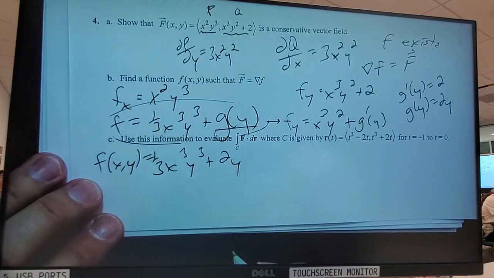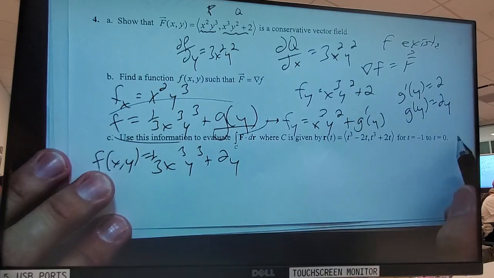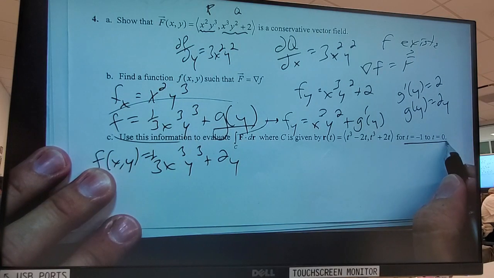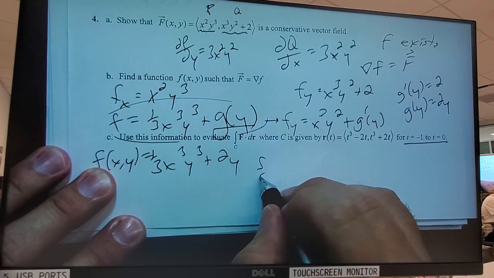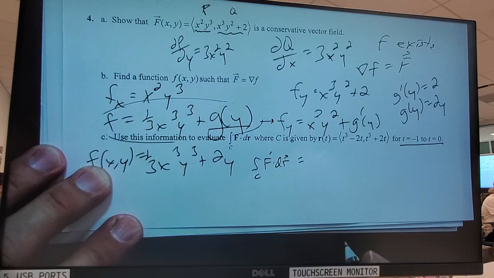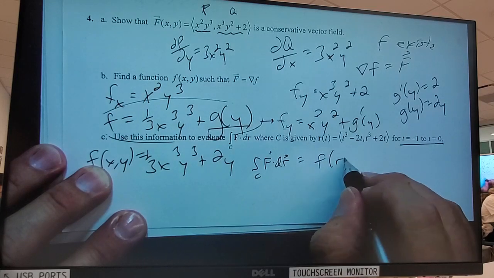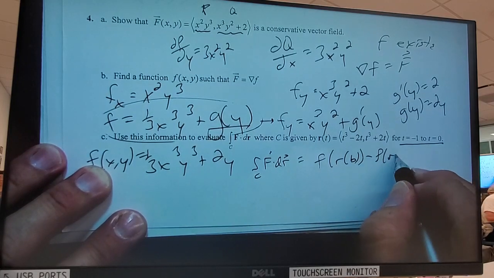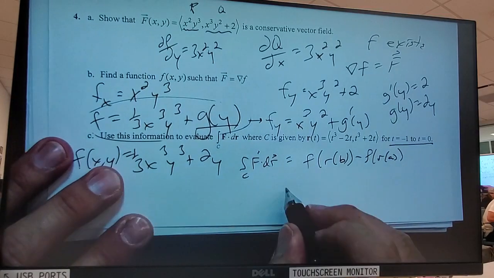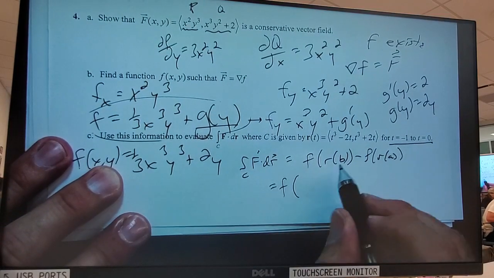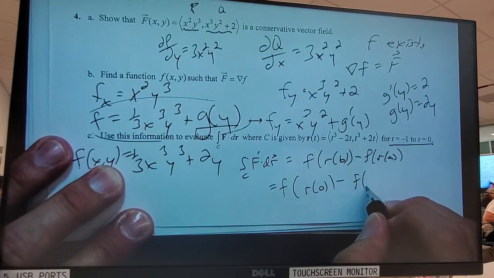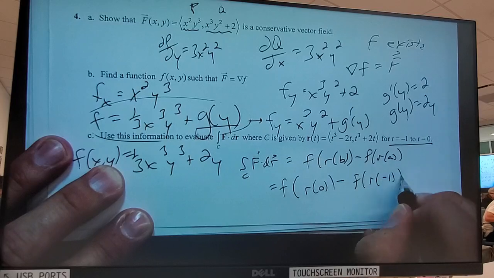And somebody help me out. We're going from, yeah, it tells me right here. Sorry, I forgot. So this tells me what my t's are, yes? So if I want to do this integral, I can go straight to the answer. This is going to be f of r of b minus f of r of a. So this will be f of r of 0 minus f of r of negative 1.